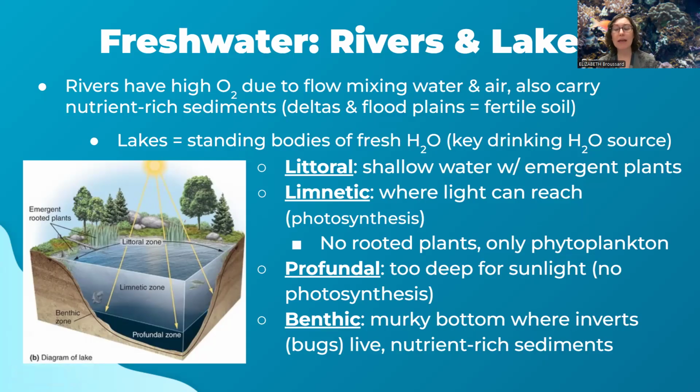So we'll have some floating plants such as lily pads. We could also have some floating algae in the limnetic zone. Now this is going to be our photosynthetic area. Below the limnetic zone is going to be our profundal. This is too deep for sunlight. So this is going to be having no photosynthesis. It is where the sunlight cannot reach is our profundal zone.